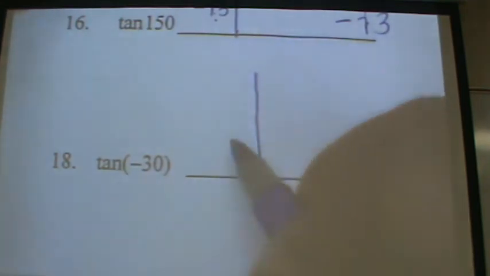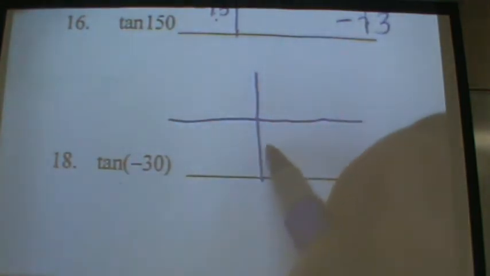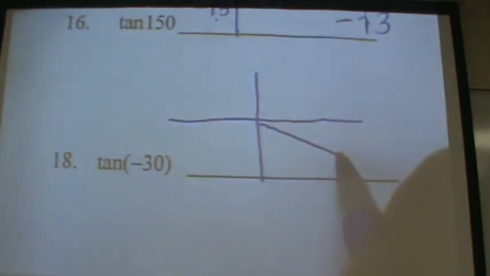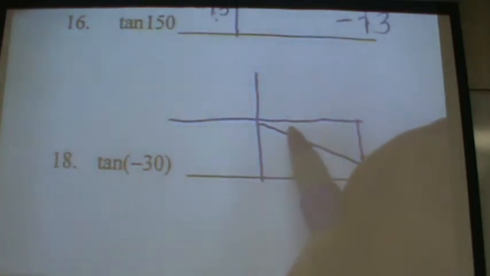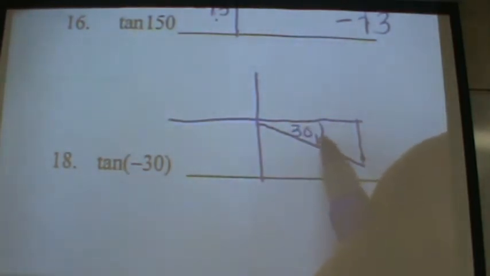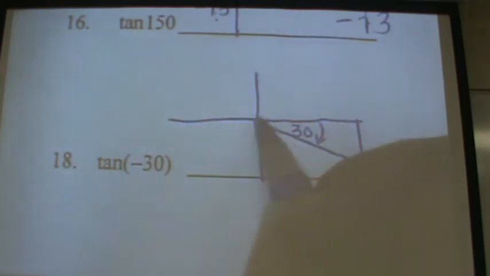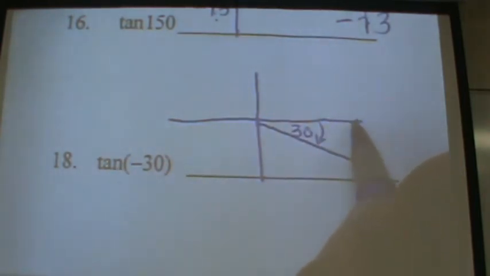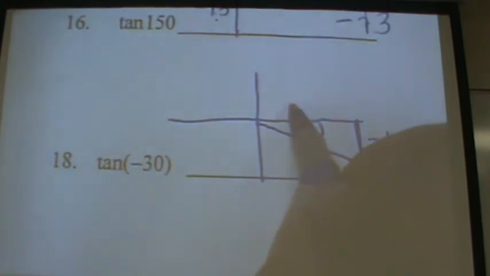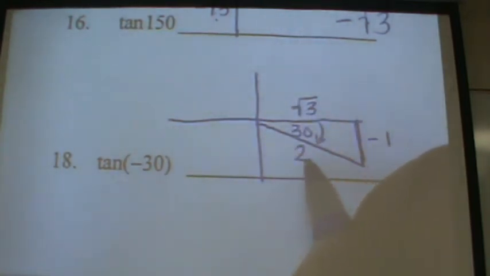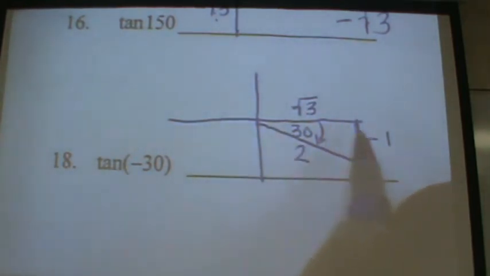And the last one. Negative 30 degrees. Where's negative 30? It's this angle right here, from here to here. So we're in what quadrant? 4. Name these three sides: negative 1, square root 3, and 2. Square root of 3 is that, and 2. So what's the definition of tangent? Opposite over adjacent.